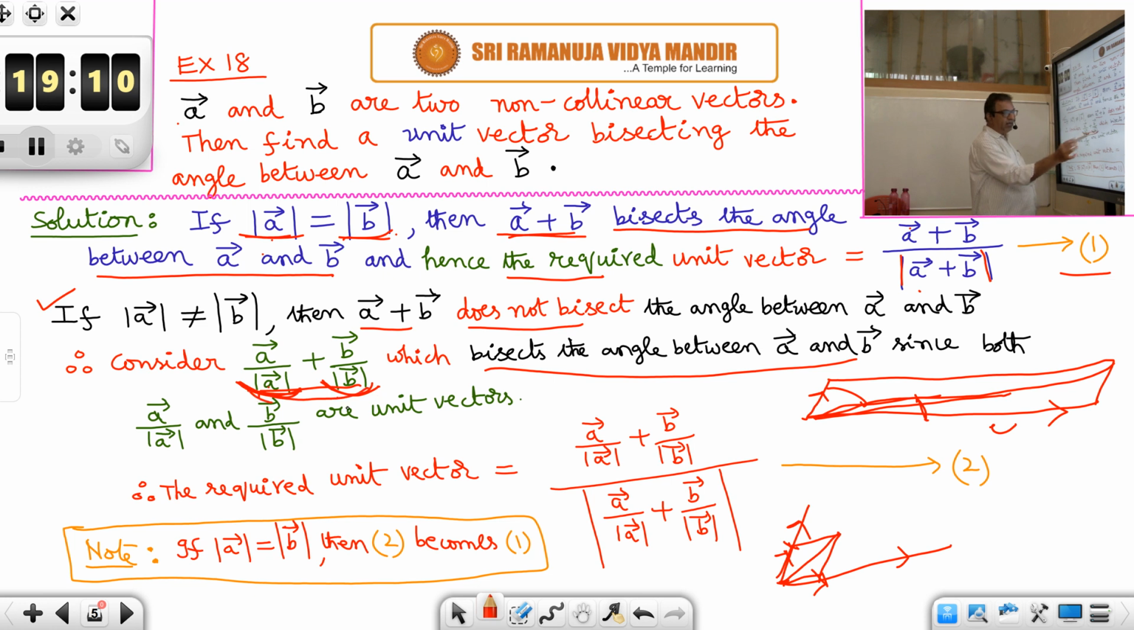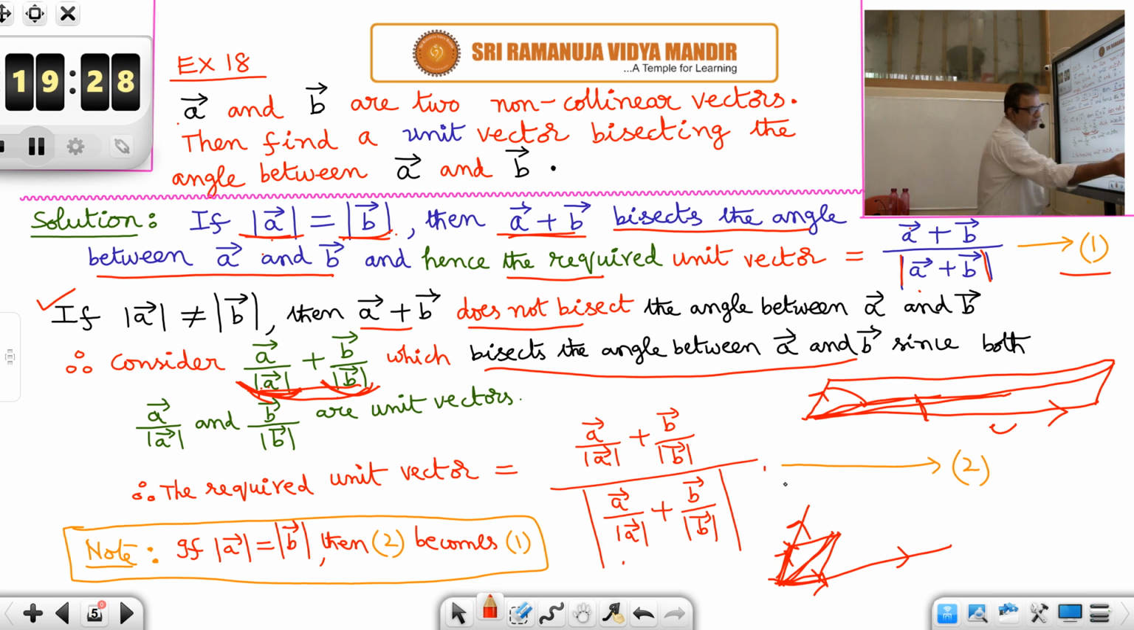Then this may not be a unit vector. This is 1 unit, this is 1 unit. Resultant may not be 1 unit. But you want a 1 unit vector along the direction of the resultant. So therefore this vector must be divided by its modulus again. So the final formula is this one.